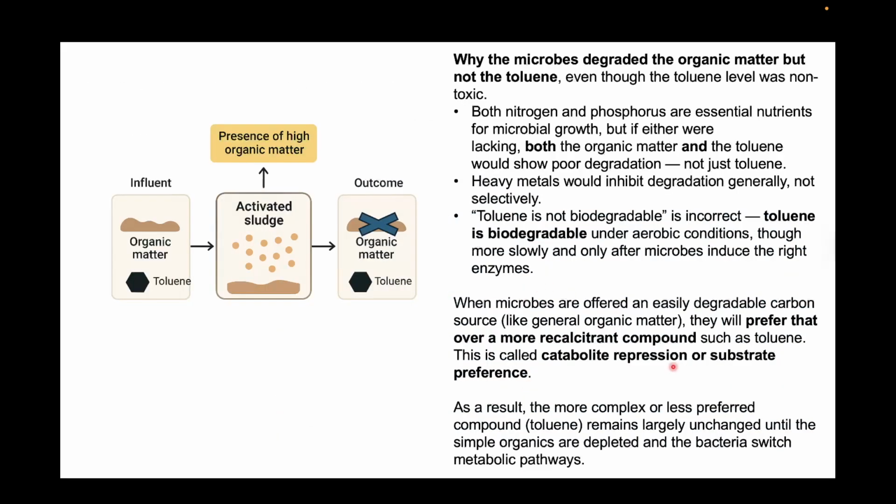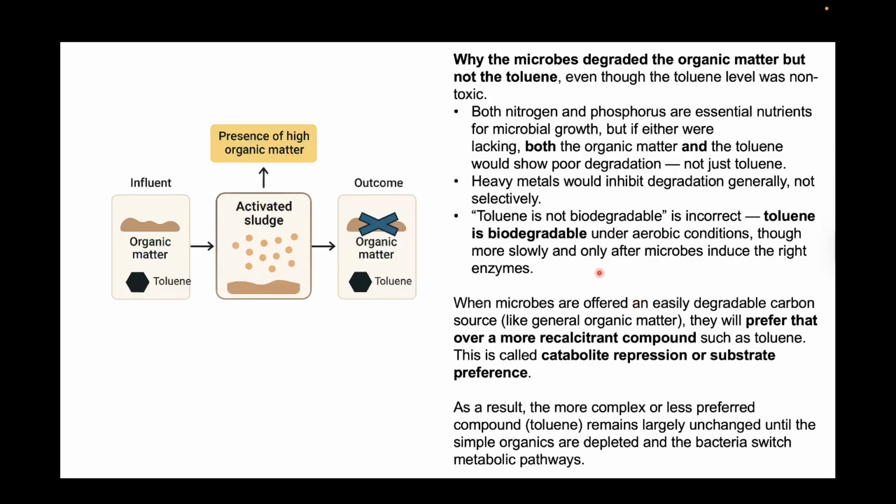So what really happens? Why did the microbes degrade the organic matter but not the toluene? Even though the toluene level was non-toxic, both nitrogen and phosphorus are essential nutrients for microbial growth. But if either were lacking, both the organic matter and the toluene would show poor degradation. And not just toluene, heavy metals would inhibit degradation generally, but not selectively. And saying toluene is not biodegradable is just incorrect because toluene is biodegradable under aerobic conditions, though the process is slow.